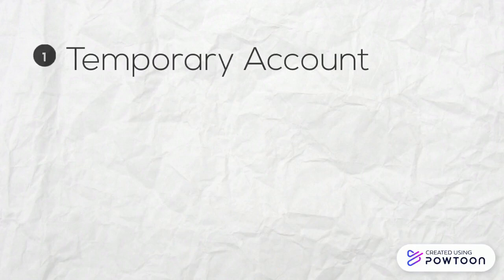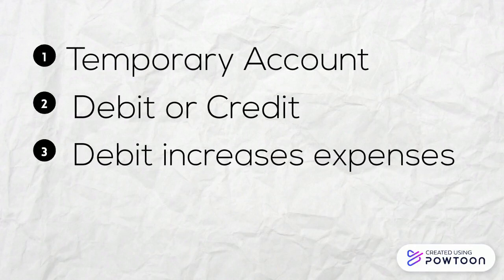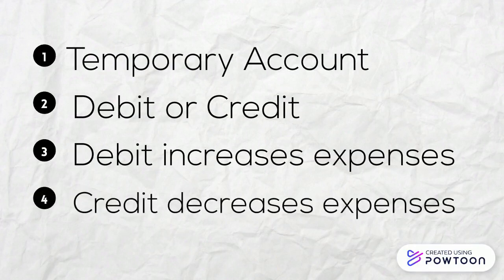The cash over and short account is a temporary account that can have either a debit or credit balance, depending on what has happened. A debit balance increases expenses, while a credit balance decreases expenses.